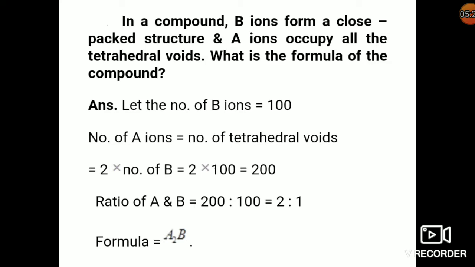So here we'll consider the number of particles that form the lattice. B is equal to 100. Instead of 100, you can consider any number. You can also consider it to be x. That way also you can solve.